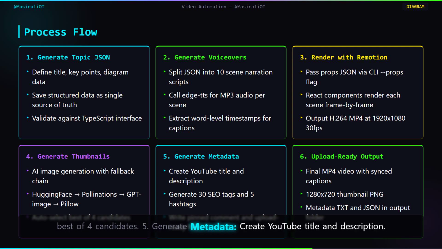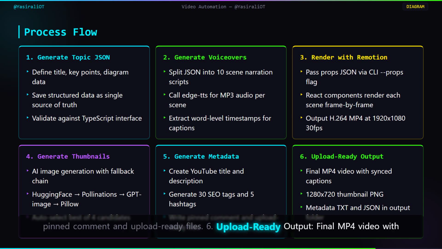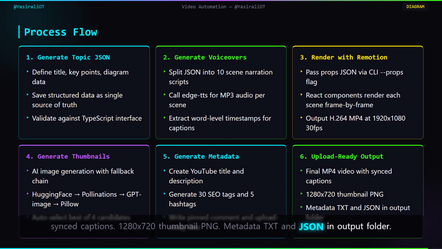5. Generate metadata, create YouTube title and description. Generate 30 SEO tags and 5 hashtags. Write pinned comment and upload ready files. 6. Upload ready output, final MP4 video with synced captions. 1280 by 720 thumbnail PNG. Metadata TXT in JSON and output folder.